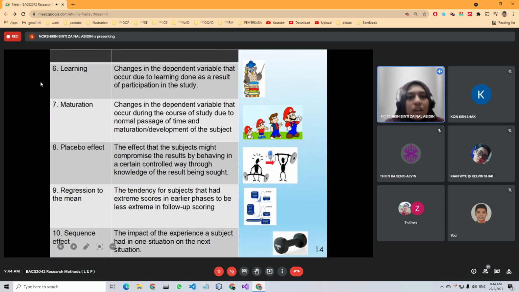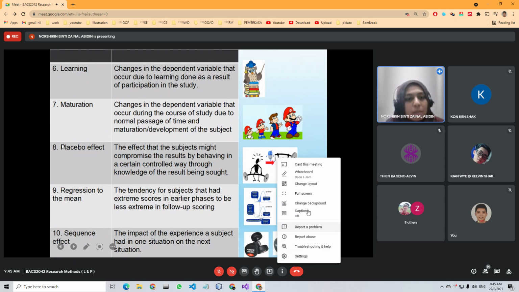So this one is on learning, change in the variable. And then maturation, change in the dependent variable that occurs during the course of the study due to the normal passage of time and development of the subject. So like I said, the subject is the people, the target that we have here. So development of the subject means the development of the people that we are targeting, the sample that we use in our research.